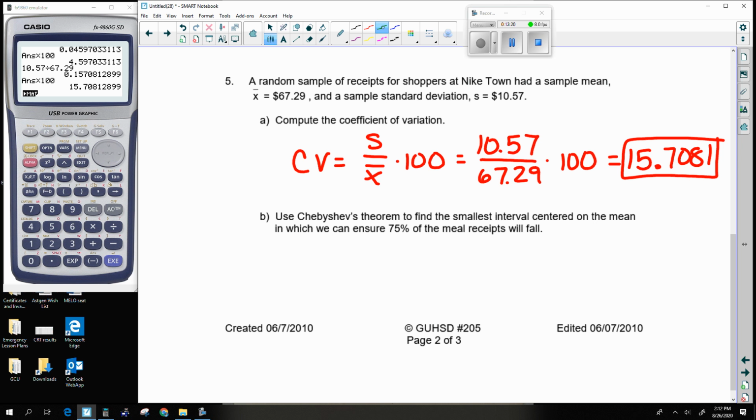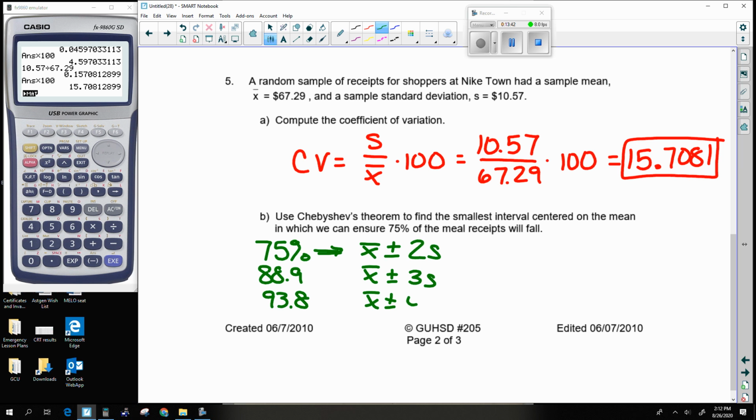Find a 75% Chebyshev, so 75% implies that this is going to be x bar plus or minus 2 standard deviations. Again, the other ones are 88.9, which is x bar plus or minus 3, and 93.8, which is x bar plus or minus 4 standard deviations. Again, you need to have these on hand, so if the actual test asks you something weird, you know which ones they are. So if you need to take a screenshot of this or write this on a piece of paper or something like that, do that.